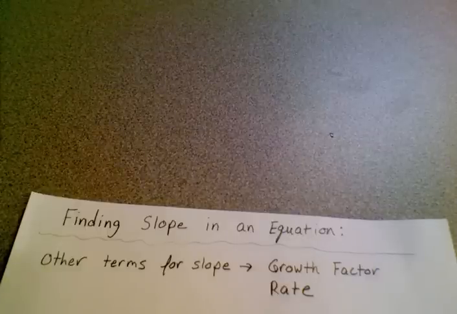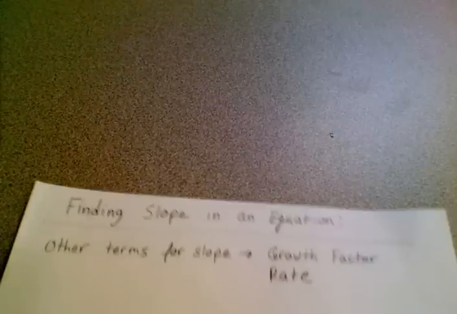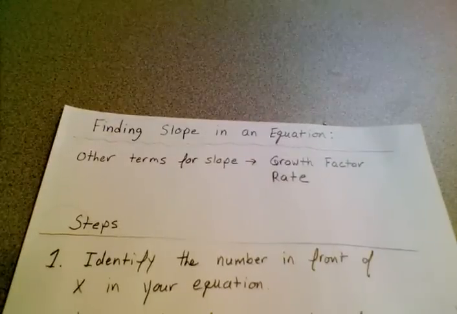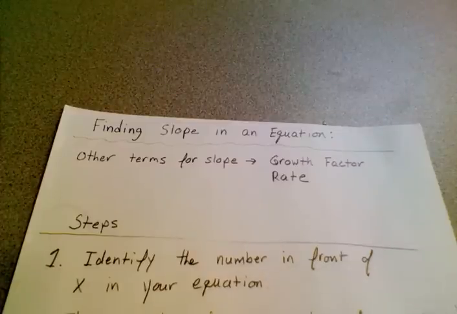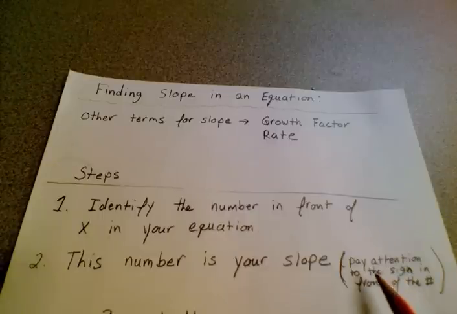Alright, let's take a look at the steps here and how you're going to find slope in an equation. First step is this, and I'd like you to write this down as I'm going over these steps here. Identify the number in front of x in your equation, okay? Second step, this number is your slope. And notice here how I put in parentheses, pay attention to the sign in front of the number, all right?